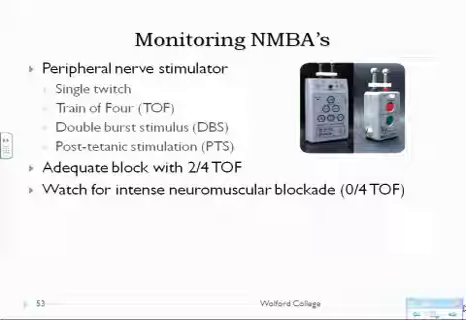Yes? What does it mean to be less than 0 or 1? Does it mean it's going to take longer for everything to... A train of four of 2 basically means that you see 2 twitches out of 4.